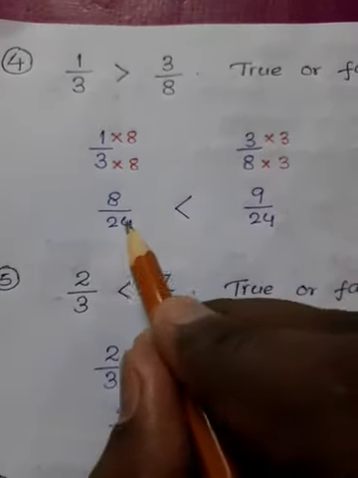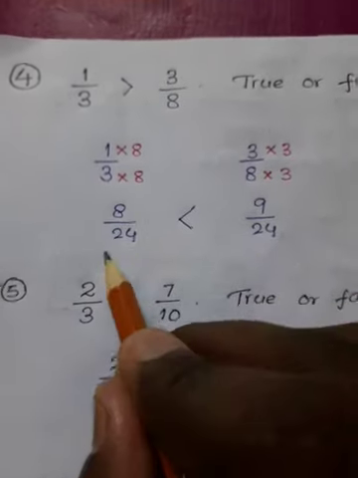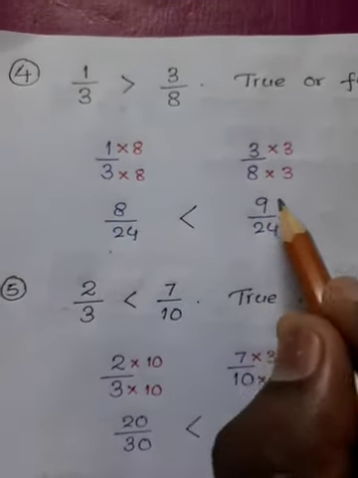3 is 24. So check it: 8 over 24 and 9 over 24. The denominators are the same, so compare 8 and 9. 9 is the bigger, so it's false. It's false because the symbol is pointing this way.